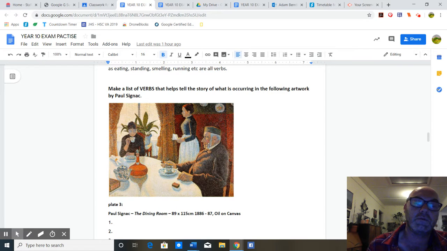What is this man doing? What is this woman doing? What is this woman doing? What is the sunlight doing? What is happening with the teacup? What is happening with this thing on the table? What is happening with his fist? What is happening with his face? Doing words, verbs. Think of them, write a list.